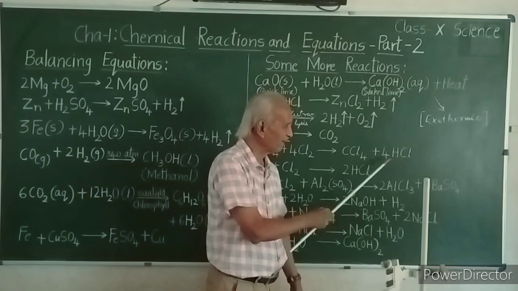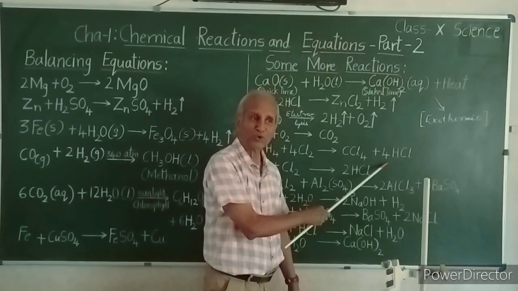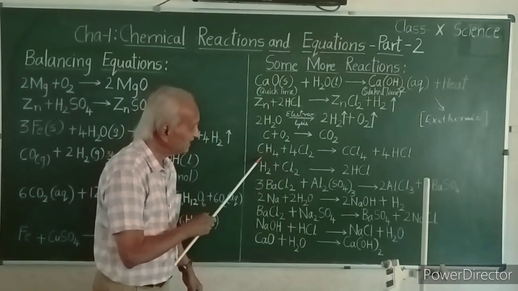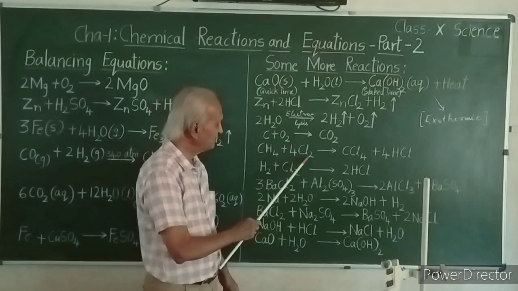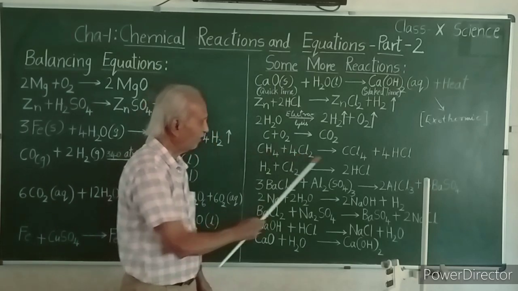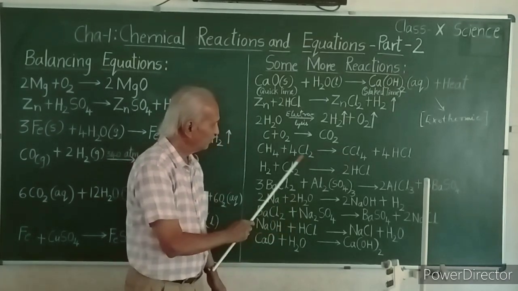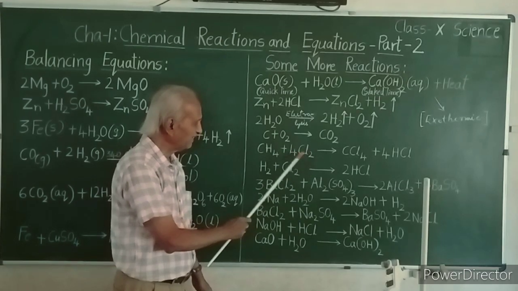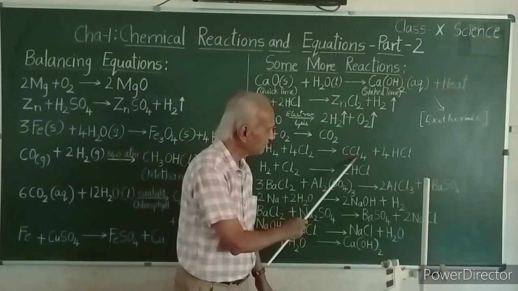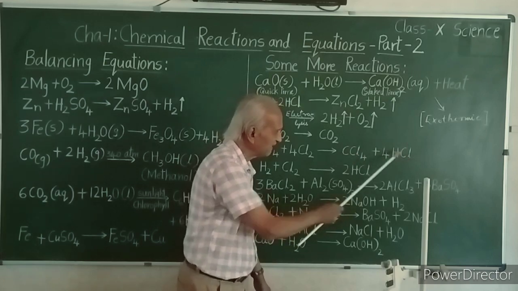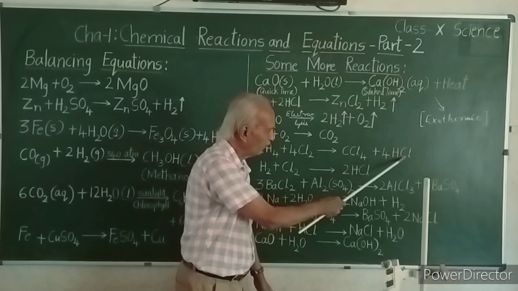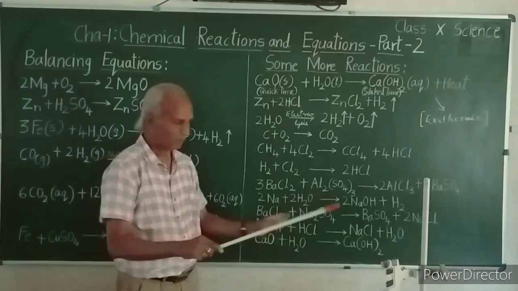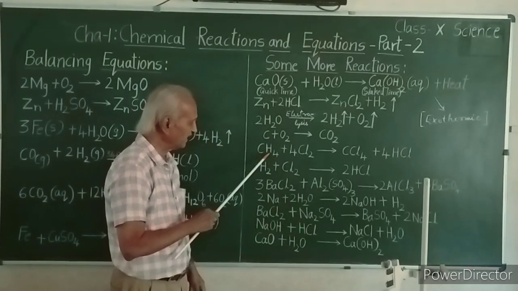CCl4 plus 4HCl. 4 molecules of hydrogen chloride get liberated. So C here 1, 1 C here. Balanced. 2 Cl2s here, 2 into 4 is 8. Chlorine atoms are 8 here. 4 chlorine atoms here, 4 chlorine atoms here, 4 plus 4, 8. So it's balanced. What is left out now is H.